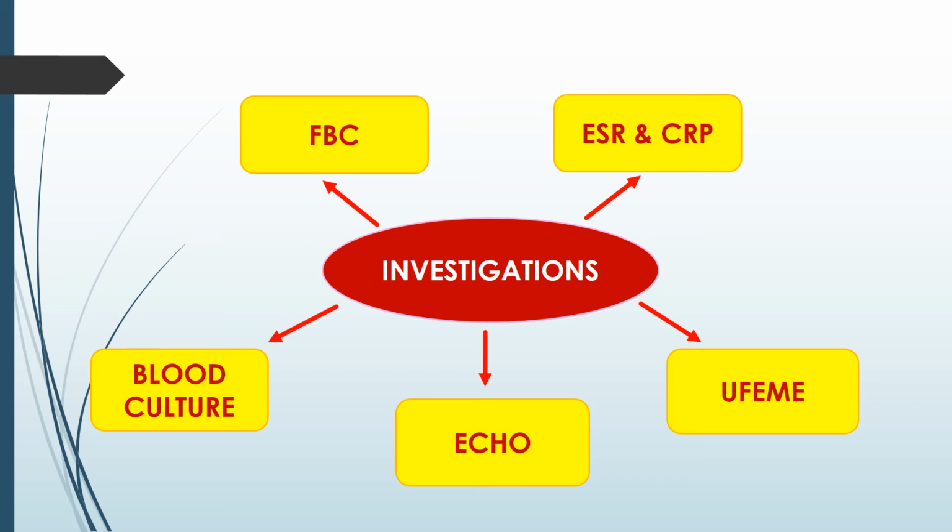Full blood count may show anemia, leukocytosis, and thrombocytosis. Erythrocyte sedimentation rate and C-reactive protein are usually elevated. Blood culture may reveal the growth of causative organism. Urinalysis typically shows the presence of hematuria secondary to acute glomerulonephritis associated with infective endocarditis. Echocardiogram should be done to look for presence of vegetations.